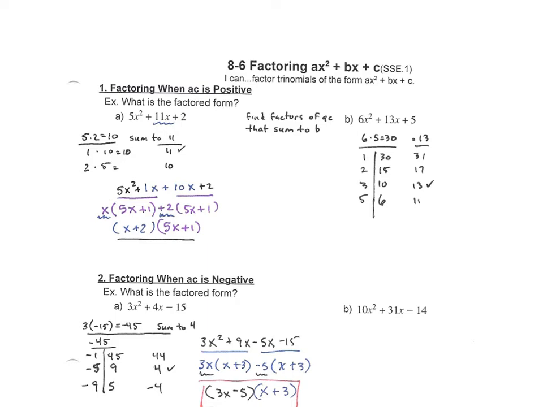As we continue factoring trinomials, I've worked a little bit out of order. We should have gone from factoring trinomials where the coefficient of the x squared term is 1, or x squared plus bx plus c. Then we moved to, in this series of units that we're working with, 8-8, which is factoring by grouping.